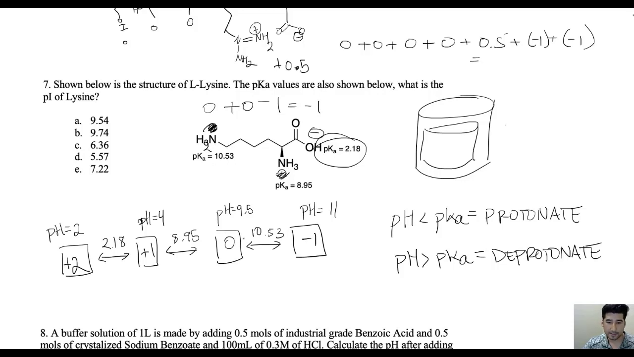Alright. And so now we can find our pI. We have to take the two pKa's which are around the 0. So we take these two pKa's, and we're going to add them up and divide by 2. And this will be your isoelectric point, and I think the answer is B. All you have to do is add these up, divide by 2, and it should be B.